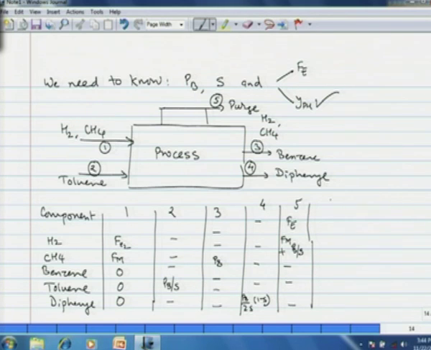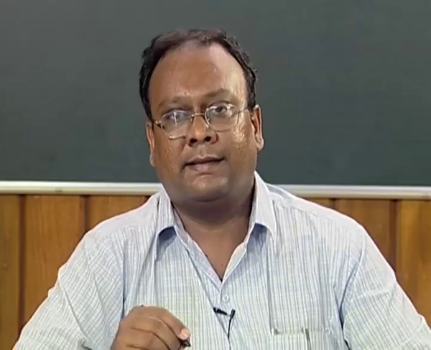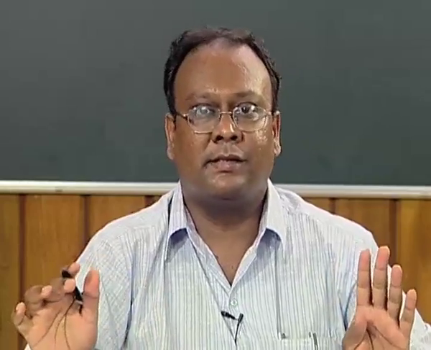So, we have essentially prepared a stream table. In the next lecture, we shall see an alternate approach to material balance in terms of reaction coefficients, where we can write the entire material balance of the process in matrix form, which is easier to solve on a computer. In addition, we shall see how we can use this stream table to evaluate the economic potential of the process.